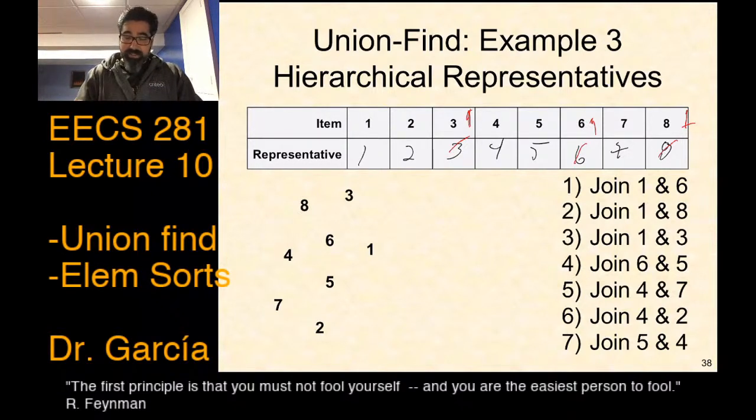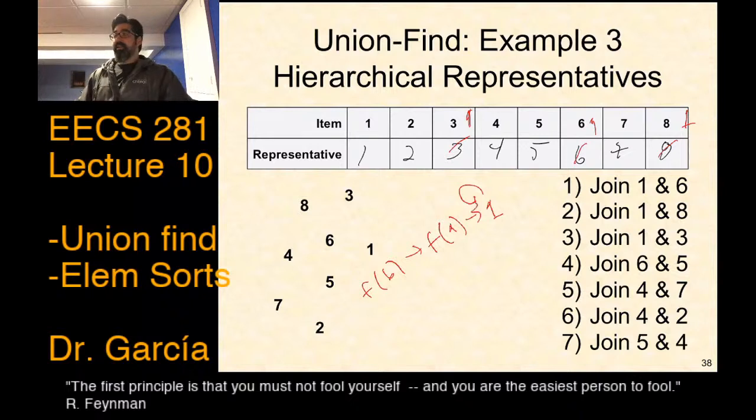Now 6 and 5, let's write this one out. If I did find on 6, that gives me that the representative is 1. In fact, if I were to write out the traversal to find the representative, it would actually look like this, right? Find of 6 leads me to find of 1, which gives me 1. And that's how I would know that the representative is 1, because 1 was its own representative, so I have nowhere to look further. So the representative of 6 is actually 1.